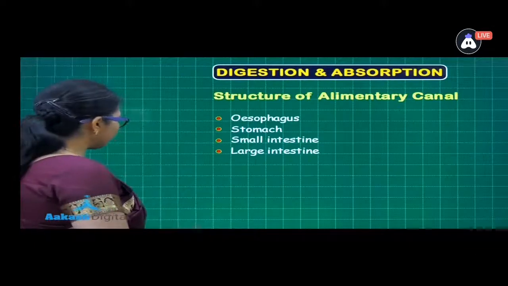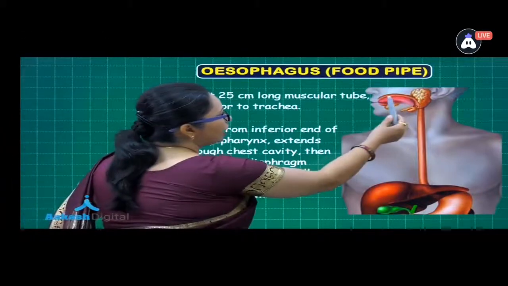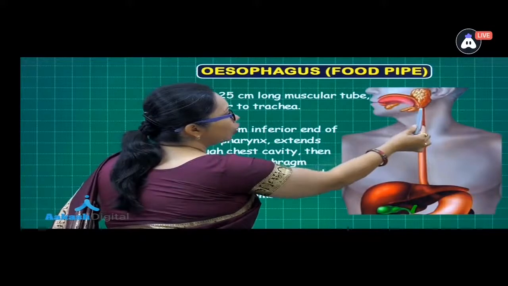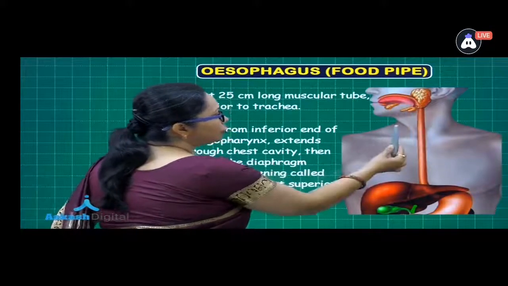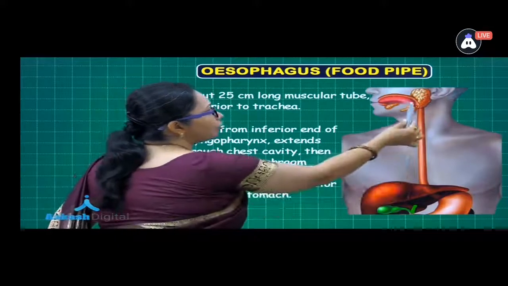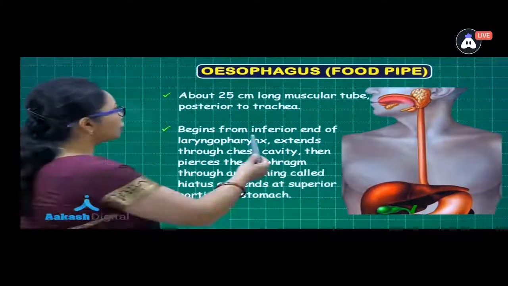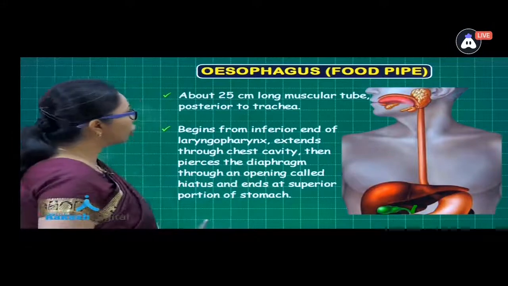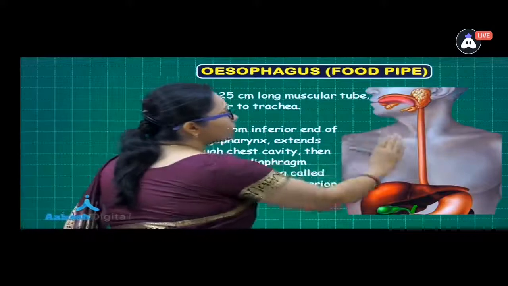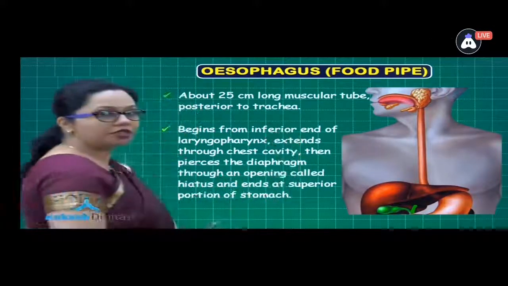So the first part starts with the esophagus. Here, this part is the buccal cavity, then that is the lower part of the pharynx, the laryngopharynx, and from the inferior end of the laryngopharynx the food pipe begins, and that food pipe is the esophagus. It is almost 25 centimeters long and it is posterior to the trachea.